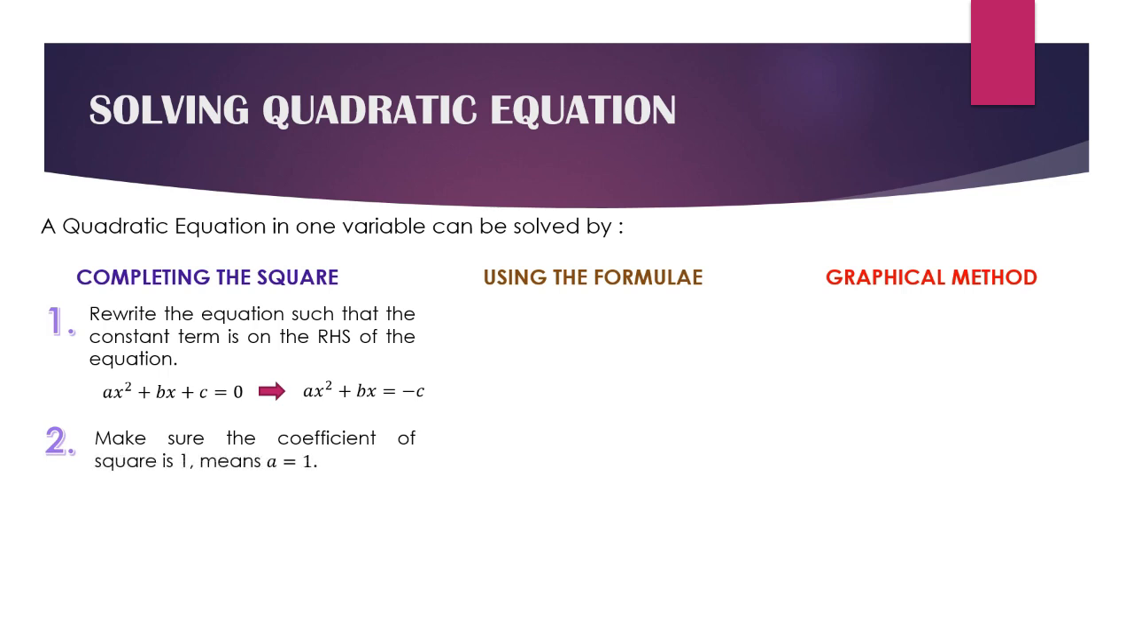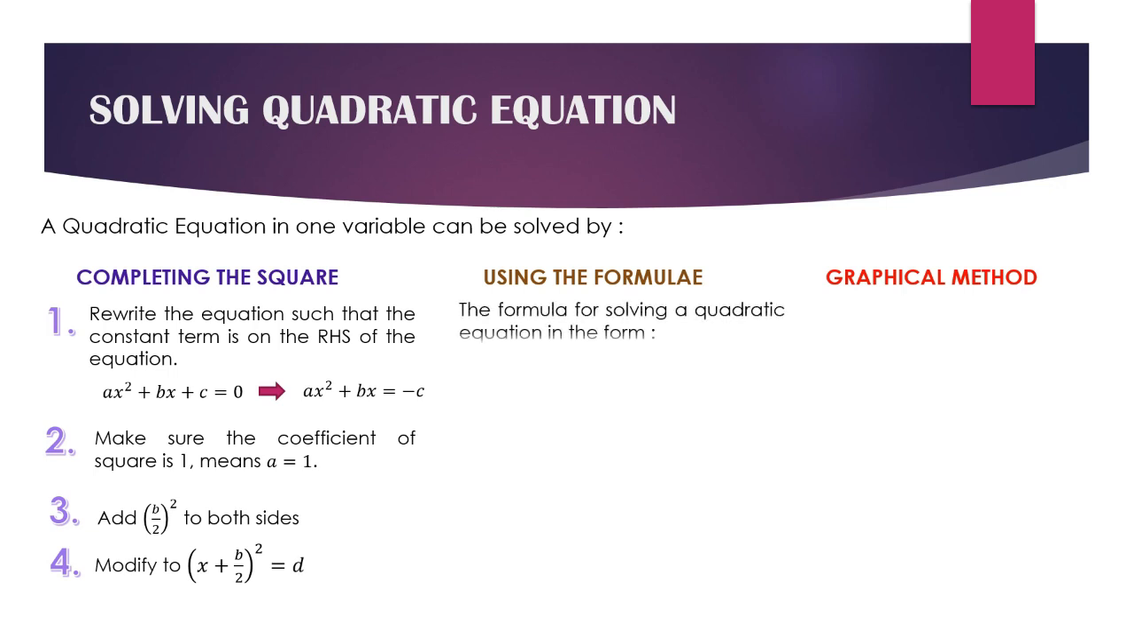Second, make sure that the coefficient of the square is 1, meaning a equals 1. Third, add (b over 2) squared to both sides. And number 4, modify to (x plus b over 2) squared equals d. And so on; our target is (a plus b) squared equals a squared plus 2ab plus b squared.